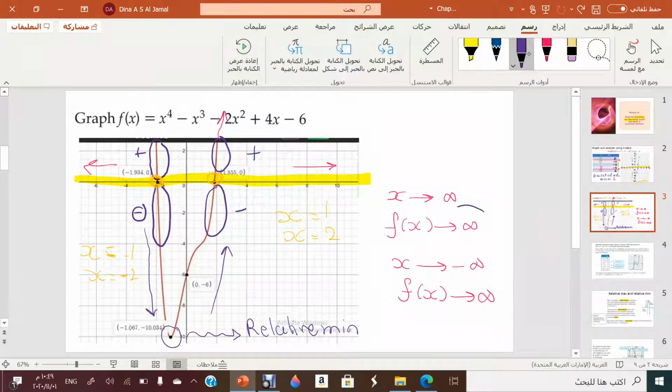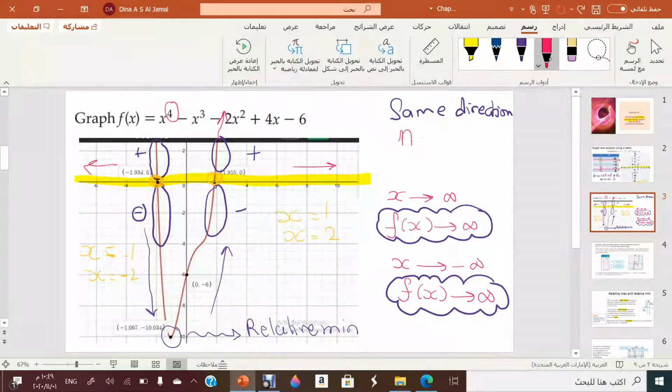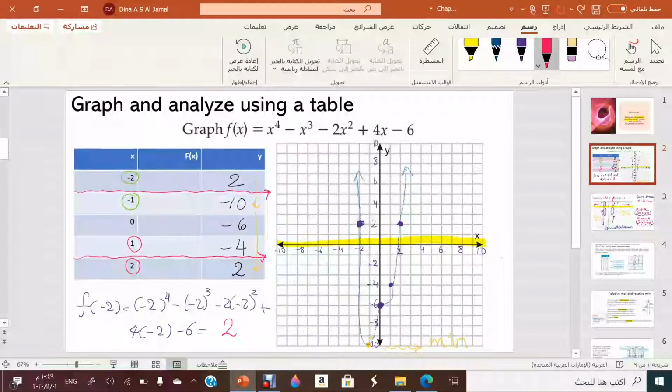So let's focus now on the end behavior. Both of them will go in the same direction. So we can check that your solution is right, because look at the n, the highest n, it is 4, and 4 is an even number, so that means the end behavior will be in the same direction. So in general, we analyze the graph and we analyze the table.